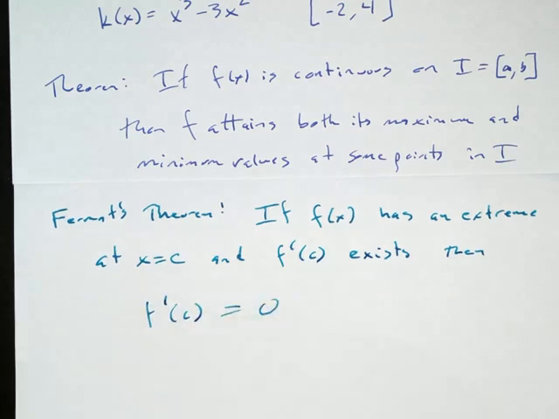Fermat's theorem. Yes, same Fermat as Fermat's Last Theorem, but obviously this wasn't the last one. Fermat came up with the following statement: if you have a function and it has an extreme, then at that point, if we have a derivative, its value is 0.